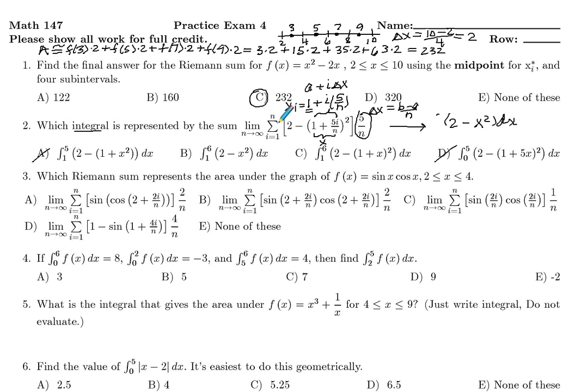And then in the limit, this sum turns into an integral. And we already said that the starting point was at 1. And then b minus a is 5, so it's got to go up to 6. So 2 minus x squared, that's this guy right here, b.